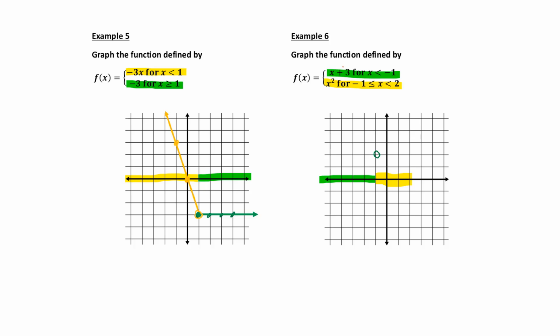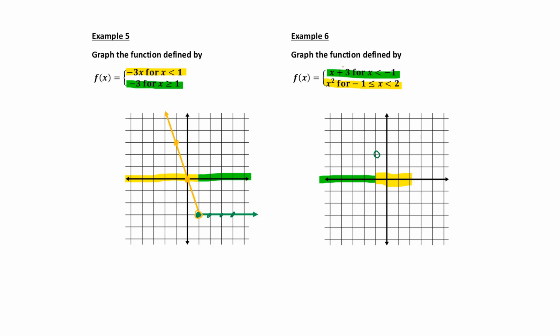In the green part of the function, when x is less than negative 1, we do want to put an open circle when x equals negative 1 for that particular function. So when x equals negative 1, that function, x plus 3, would have a value of 2. And so we're putting an open circle there just to show that we want all the points to the left of that, but we don't want to include that value of x.